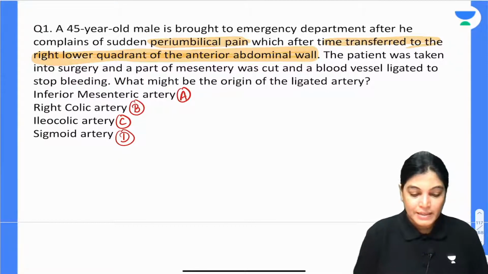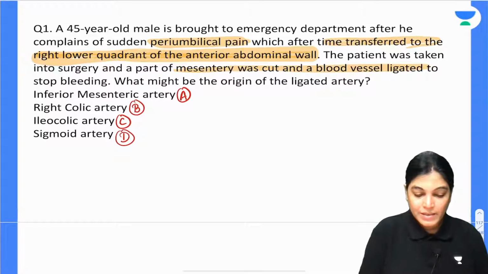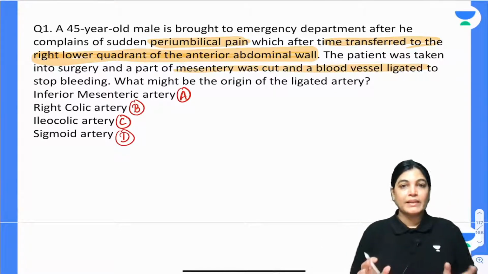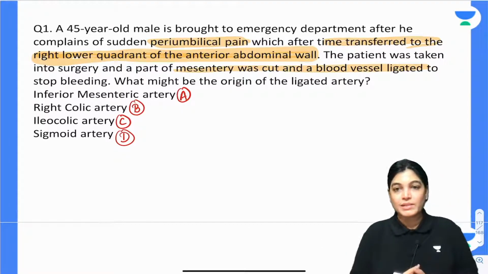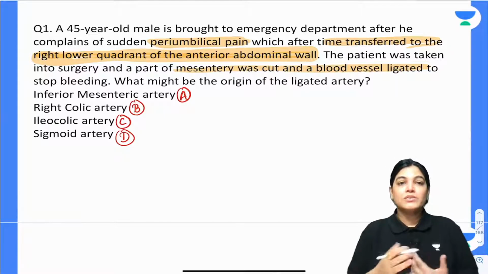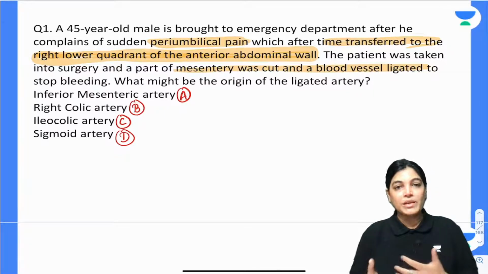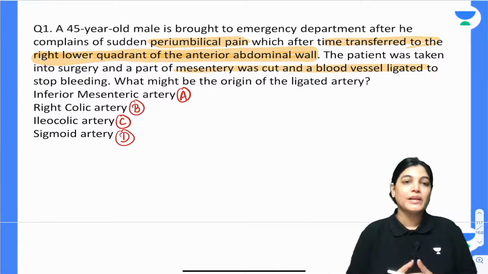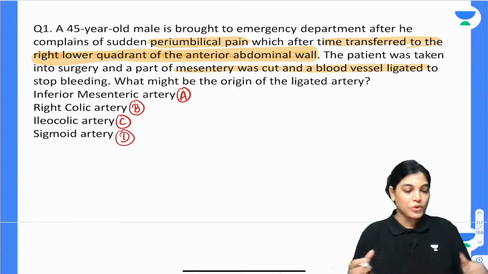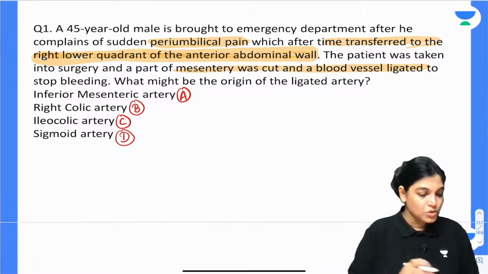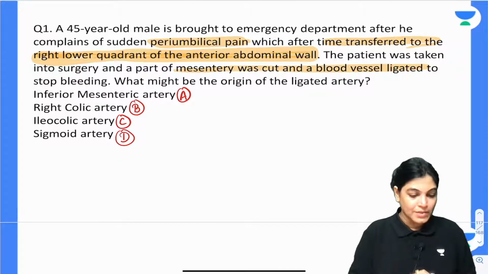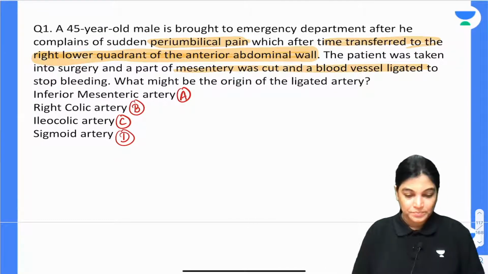The patient was taken into surgery and a part of the mesentery was cut and the blood vessel was ligated to stop the bleeding. So what might be the origin of the ligated artery? The origin is from the inferior mesenteric artery, right colic artery, ileocolic artery or sigmoidal artery. We have got 4 options. So my dear aspirants, can you give the answer? Try, otherwise I will come up with the explanation.